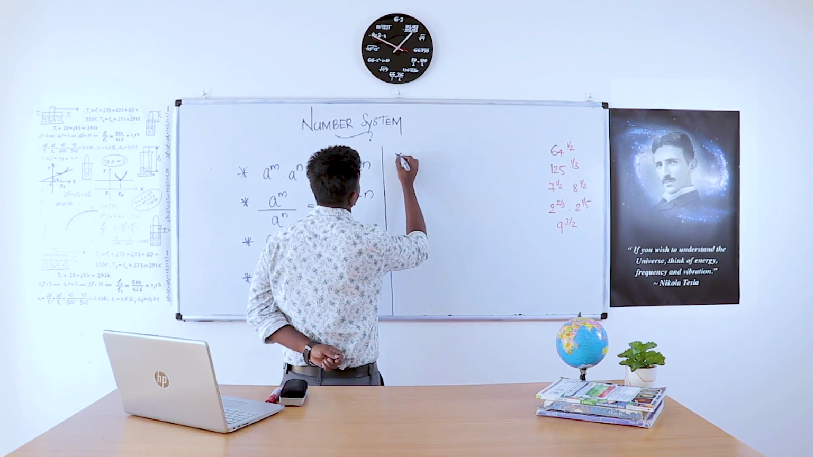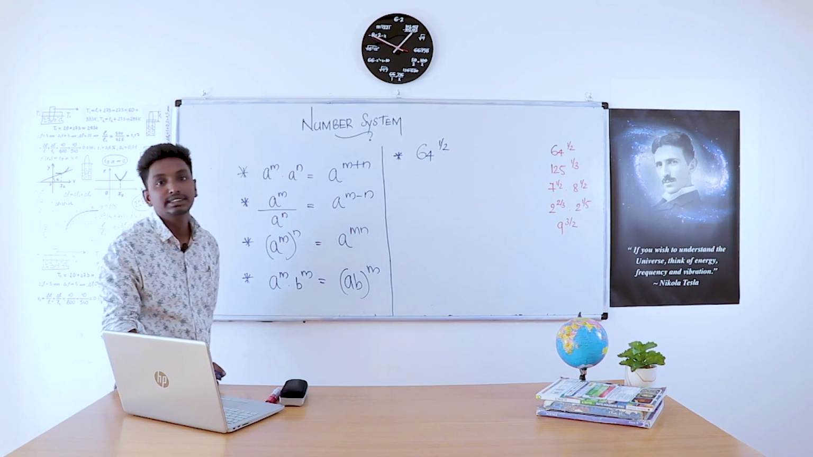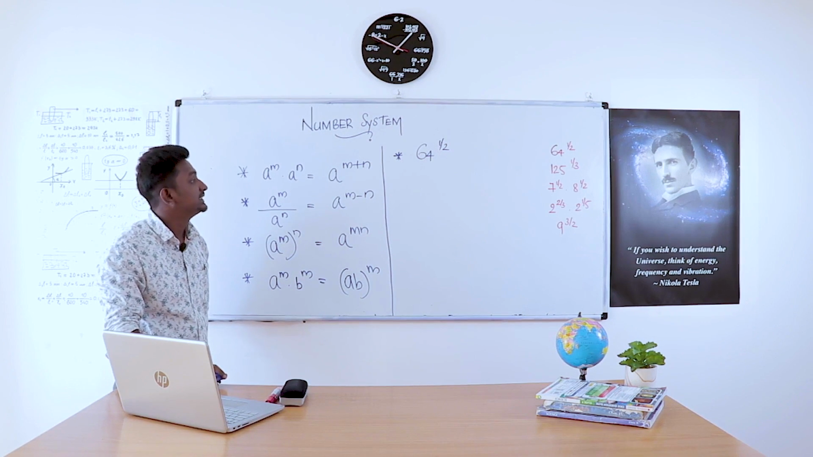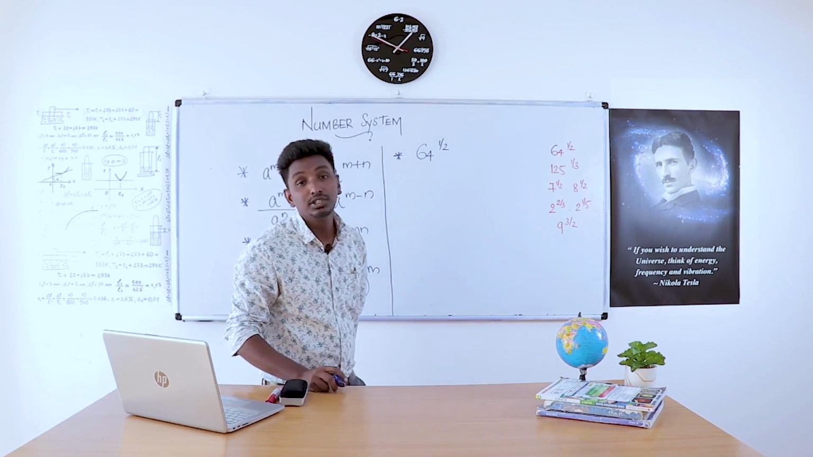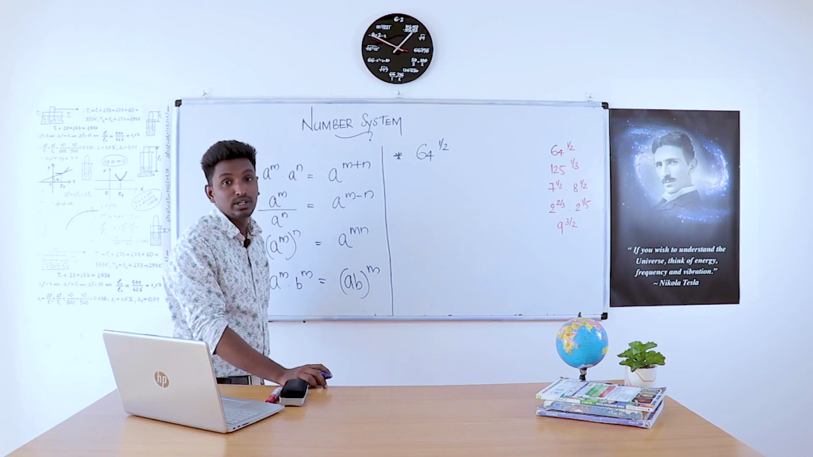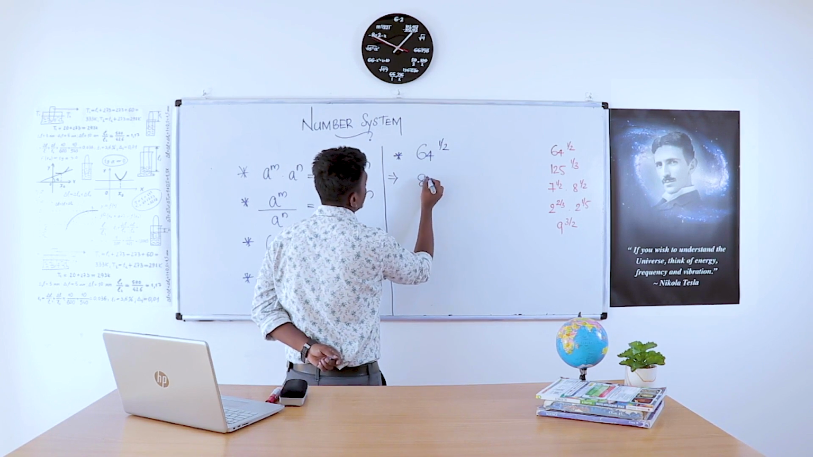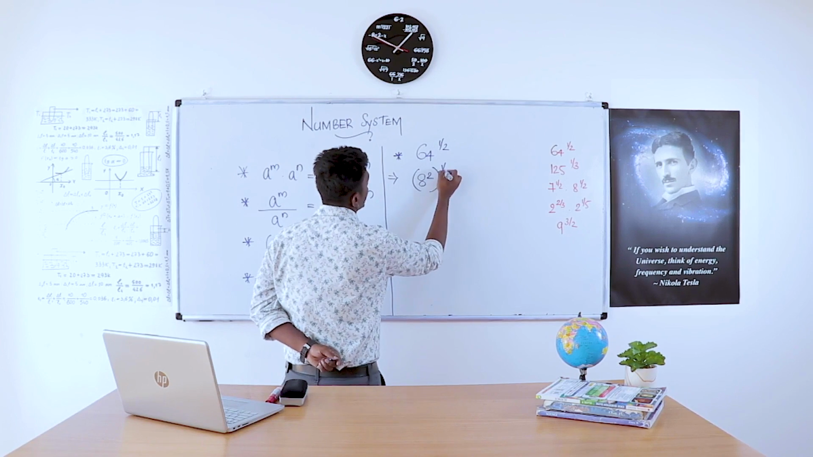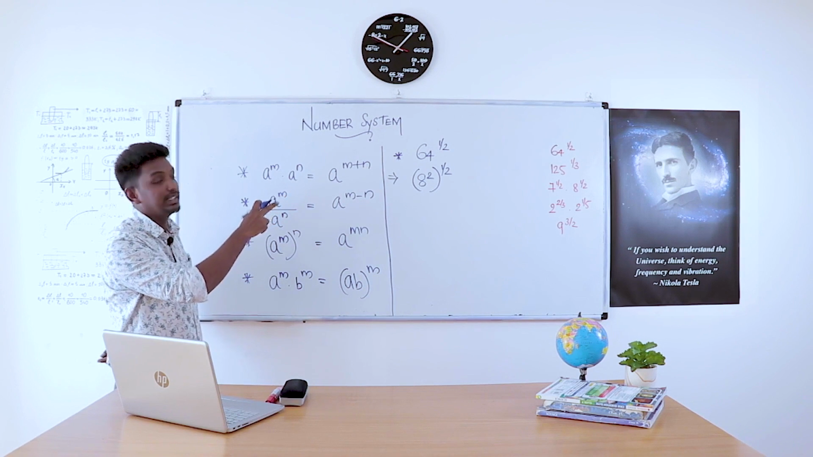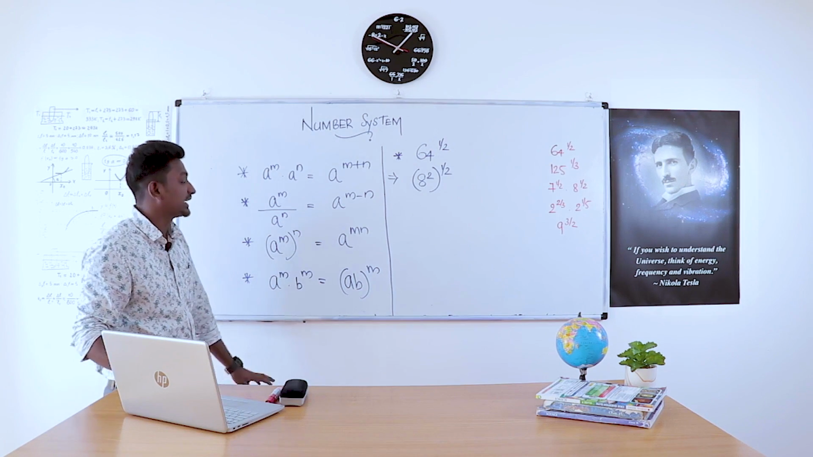First one is simplify 64 raised to 1 by 2. How can we solve this? We know that 8 into 8 is 64, right? That is 8 into 8 means 8 square. 8 square is 64. Therefore, I am writing 64 as 8 square, then the whole raised to 1 by 2. Now look at these four identities. Any one relates to that condition, 8 square the whole raised to 1 by 2? Yes, here it is. A raised to m the whole raised to n is a raised to mn.